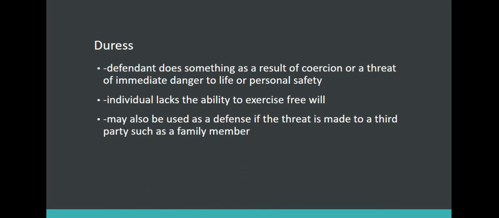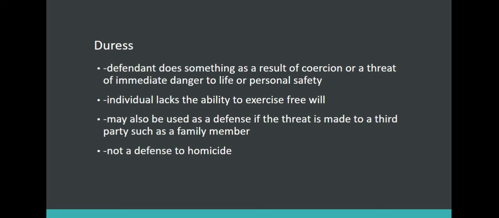It may also be used as a defense if the threat is made to a third party, such as a family member. So this often happens with kidnapping cases and things like that. Like, you will commit these crimes for me, or I will harm your children, or harm your wife, or harm your husband, or whoever. Okay. So it can be a defense if another party is involved. But once again, it is not a defense in homicide.